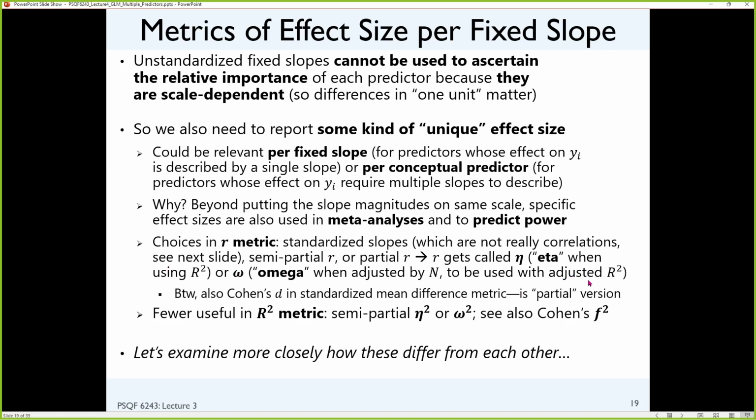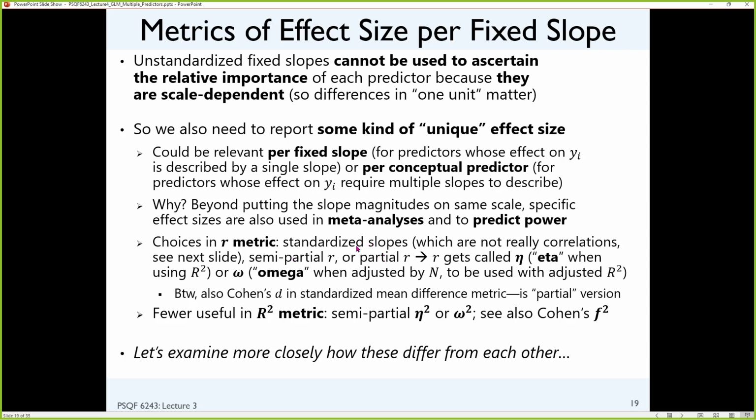So if you are going to be reporting adjusted R squares, you want the omega version of these things. If you're reporting regular R square, you want the eta version. And so this is what it's called, like on your outputs. Like in SAS, it's called eta and omega. In Stata, it's called R and R squared. And in R, it depends on what kind of package you have and who wrote it, what it's called.